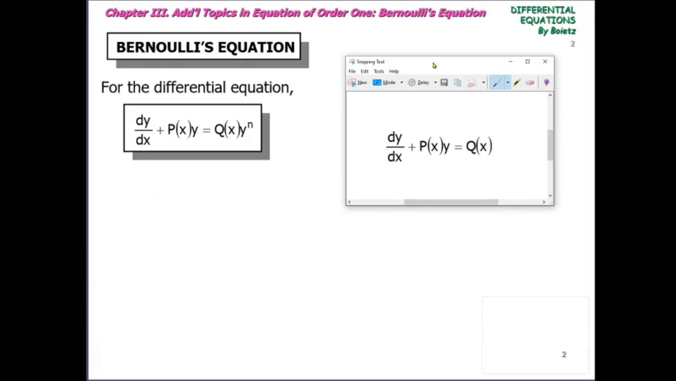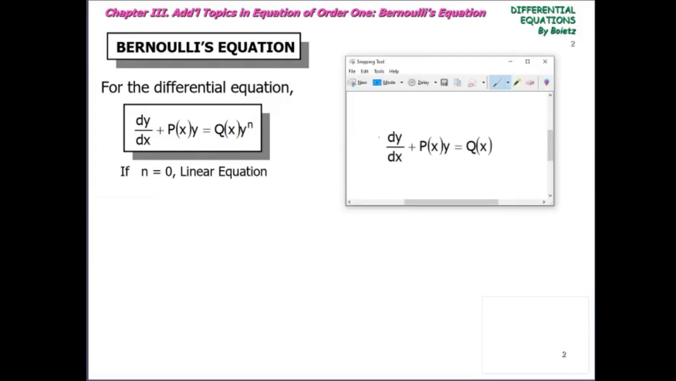Okay. But pag nagkaroon dito, by the way, this one is linear in y. Pag nagkaroon dito ng y to the n, okay, this one is a Bernoulli's equation. Okay, Bernoulli's. So if n is equal to 0, let's analyze first. Kasi you can convert your differential equation into this standard form, which is Bernoulli's equation.